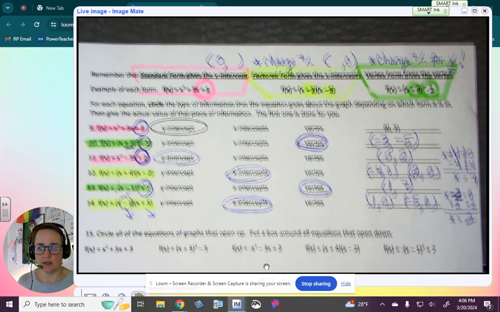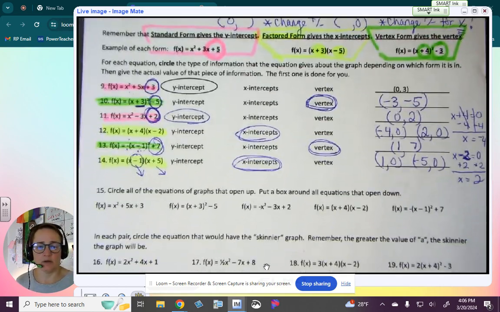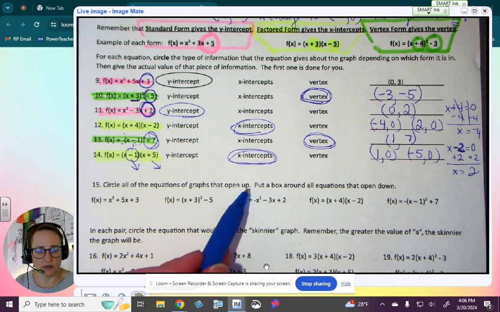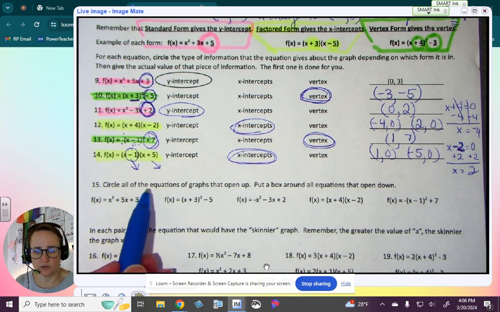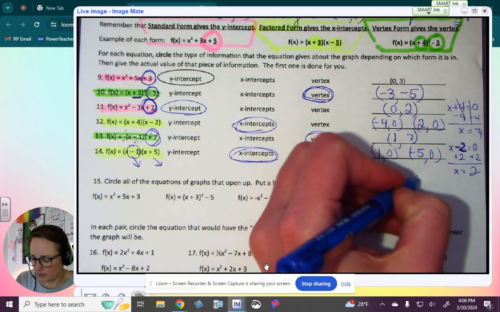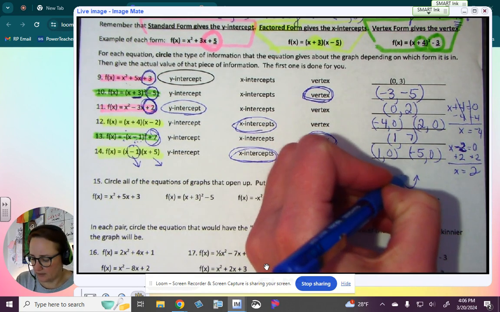All right. Our next set just asks us to find all of the equations of graphs that open up. Circle those. So we're looking for things that open upward or things that are super duper positive.